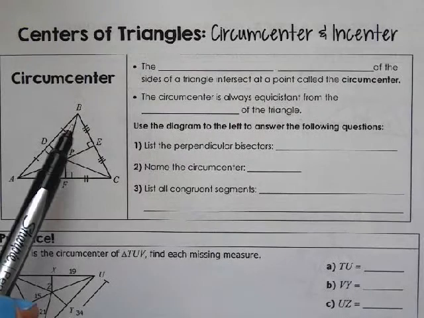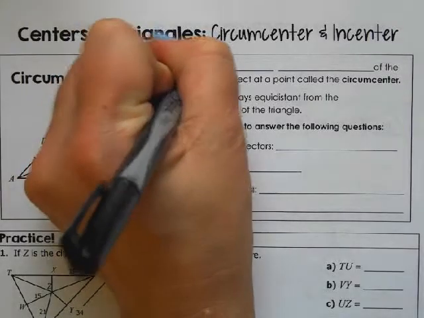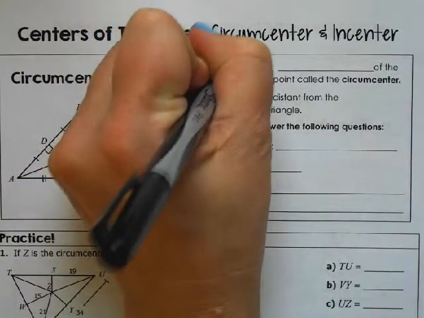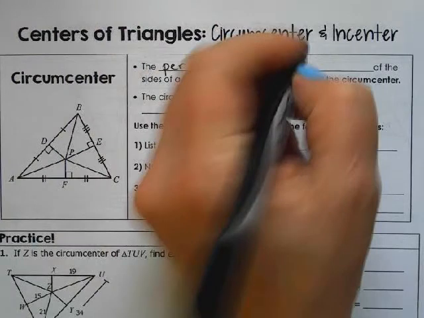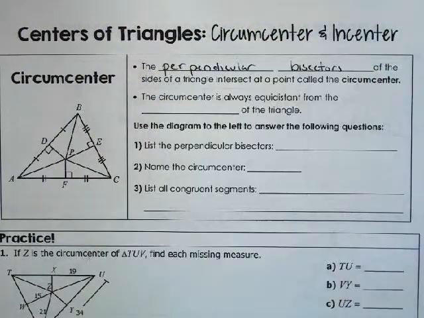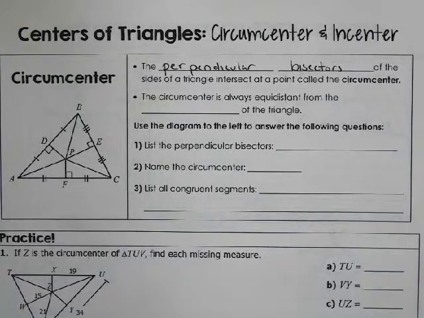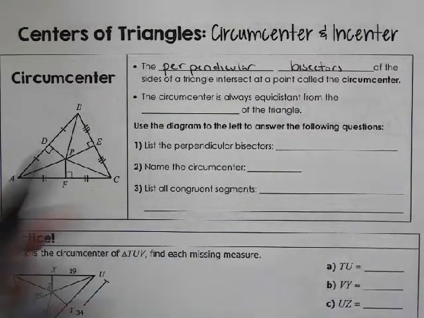So to start out with, the circumcenter is where the perpendicular bisectors intersect. And if you remember from our Christmas ornaments, this is what we created to then circumscribe the circle around the triangle and make our ornaments. The key to the circumcenter is it's always equidistant from the vertices of the triangle.